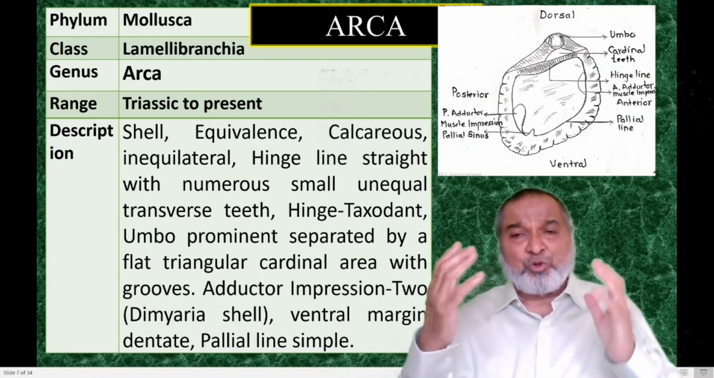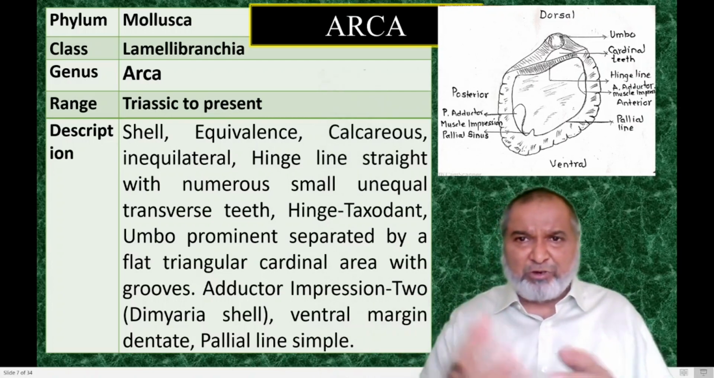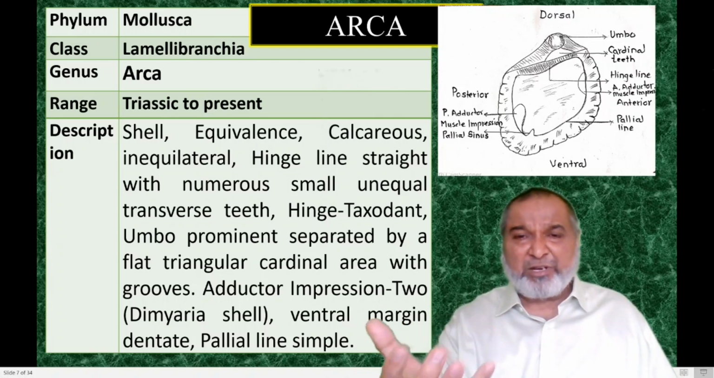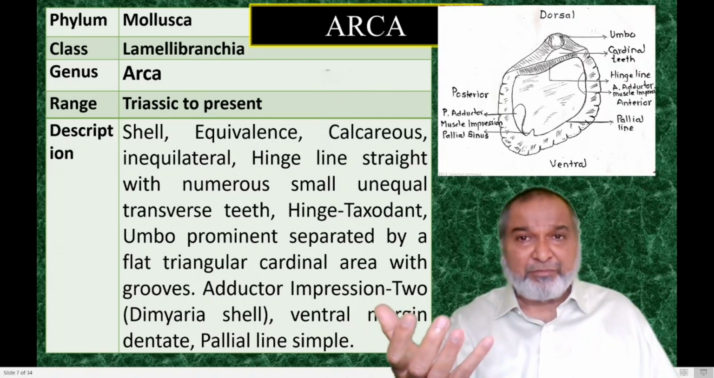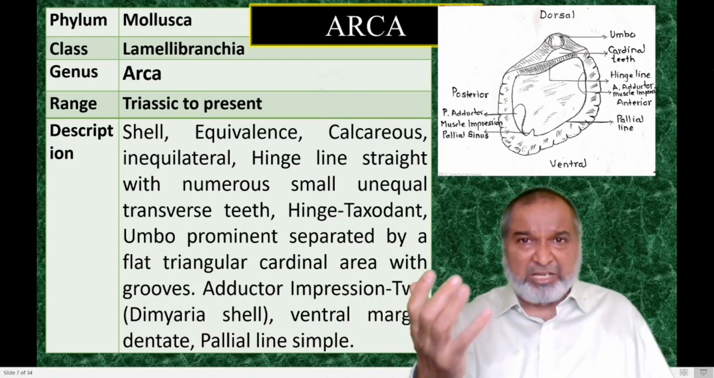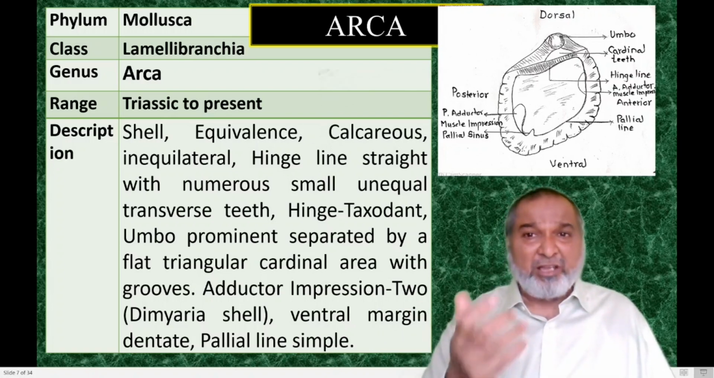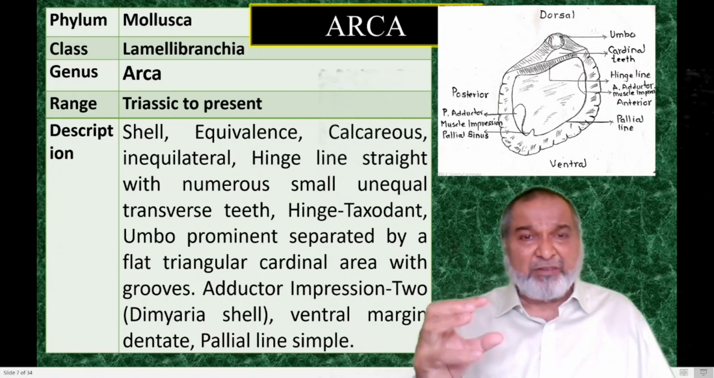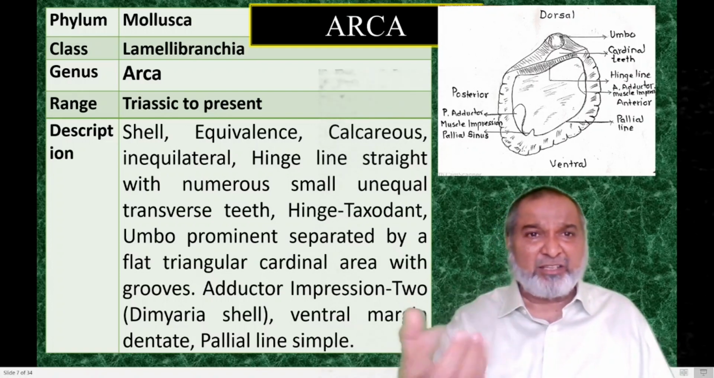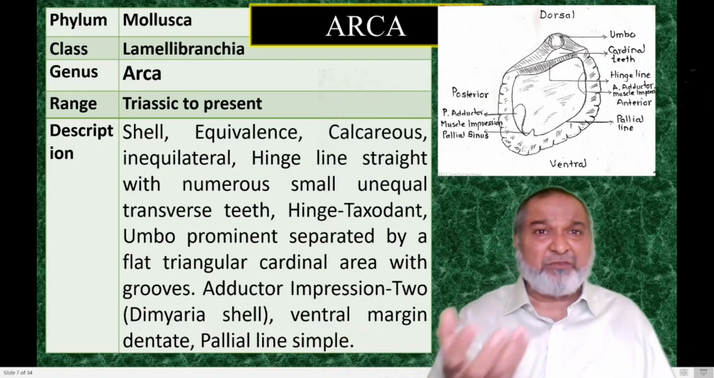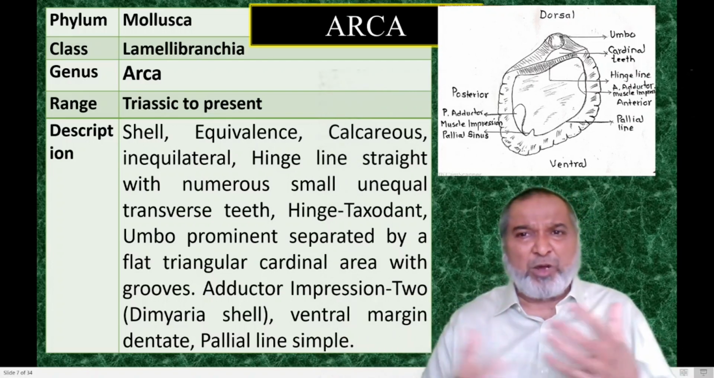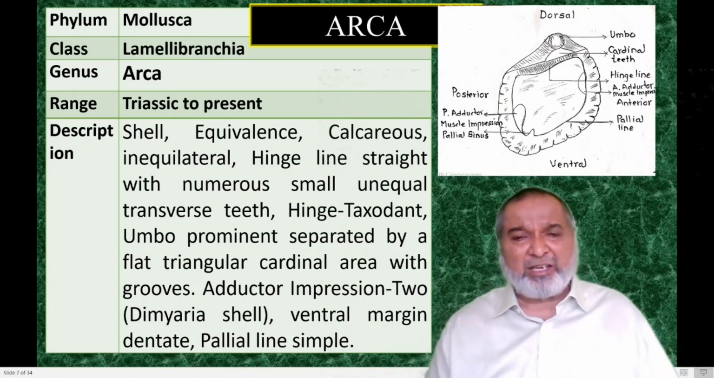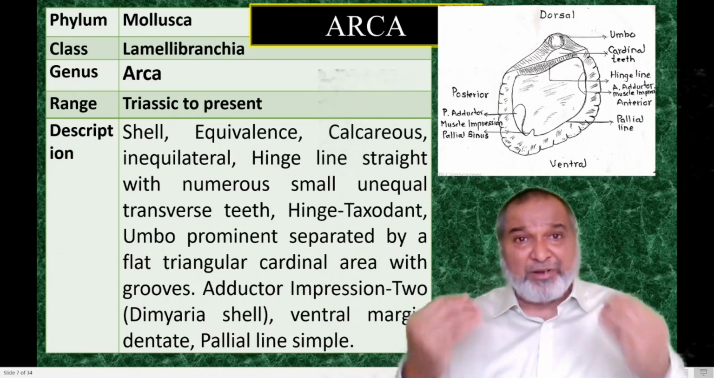If you handle it 2 or 3 times and discuss with your friends what the name is, what the phylum is, what the name of that hinge line or muscle impression is, where the umbo is present, where the ventral margin is, where the dorsal side is, where the anterior side is, where the posterior side is. These things, if you do it 1 or 2 times, 5 minutes are more than enough.